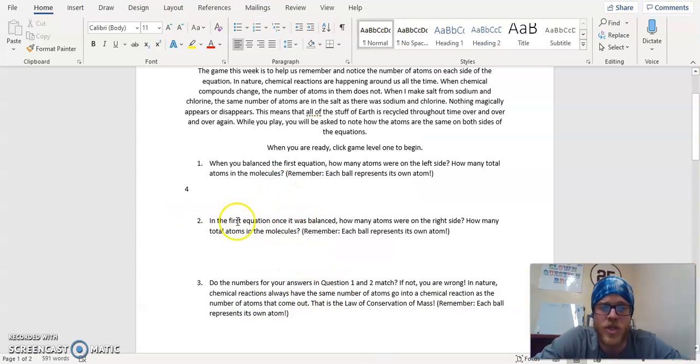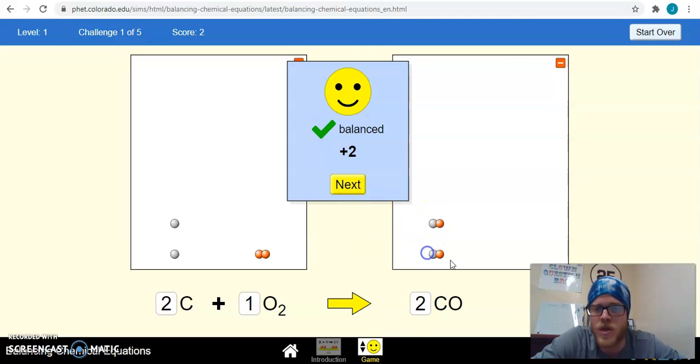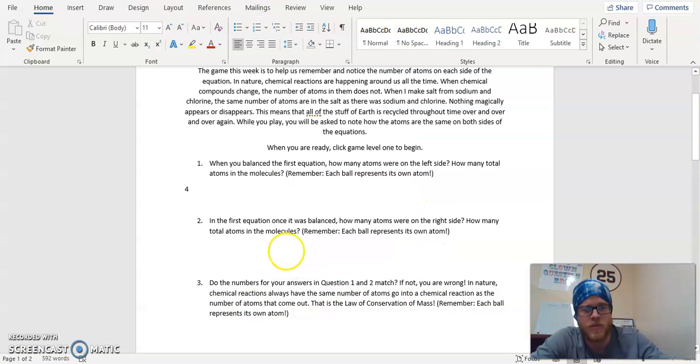In the first equation for number 2, once it was balanced, how many atoms were on the right side? How many total atoms in the molecules? So I come over here, I'm going to say 1, 2, 3, 4. Awesome. So I'm going to put 4.